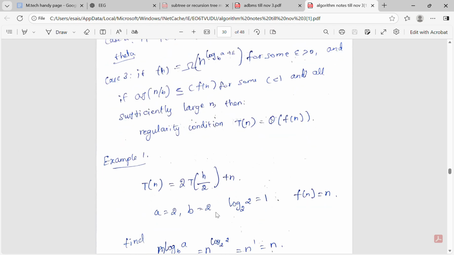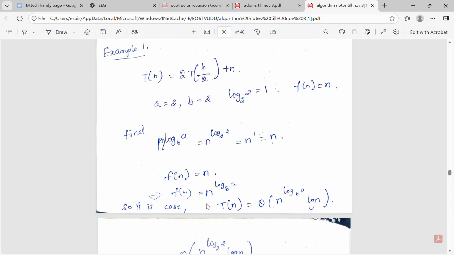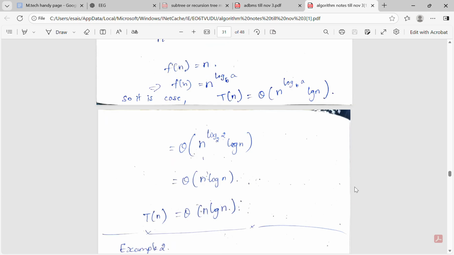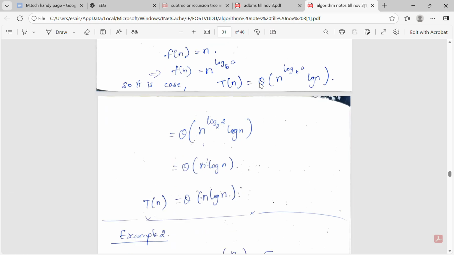So the first example is, we have the problem like this. So a equal to 2, b equal to 2. We need to find n^(log_b a), so n power log base 2 of 2, where b and a are 2, which is n power 1, which is n. Our f(n), whatever the value here, is the f(n). f(n) is also n. Both are equal. So as per the formula, T(n) will be theta of n^(log_b a) log n. Applying b and a, we get n log n. So we got T(n) as n log n.